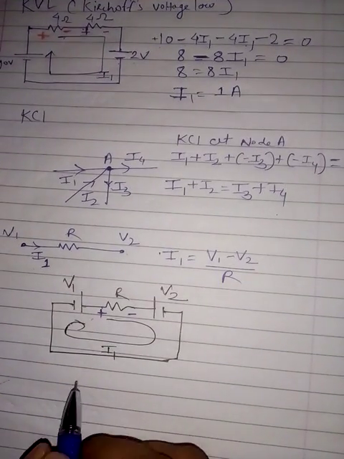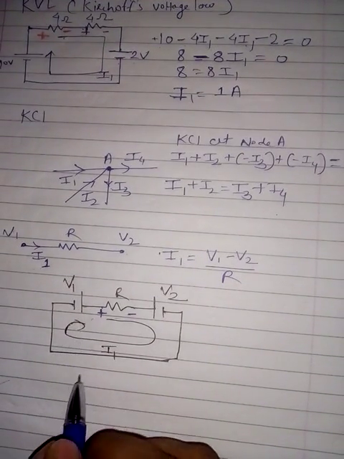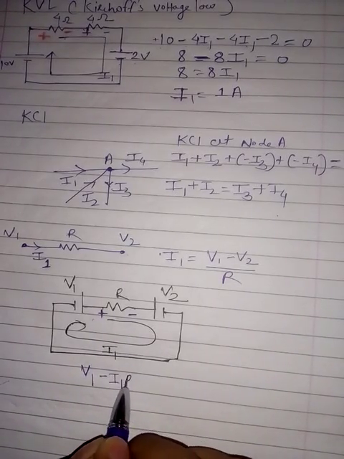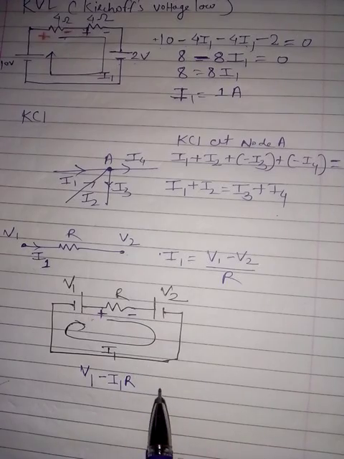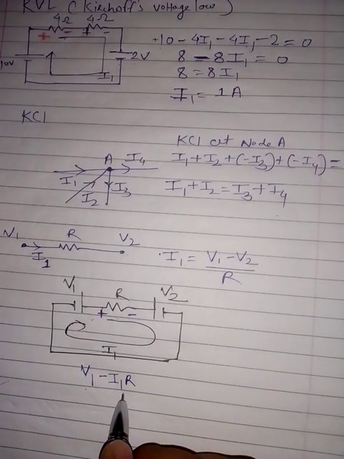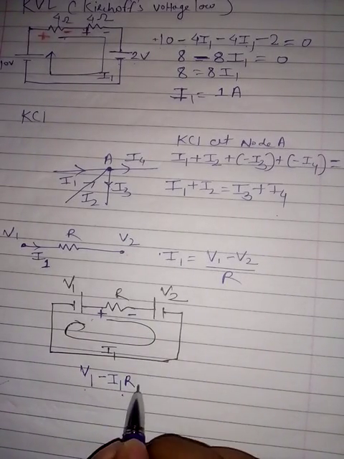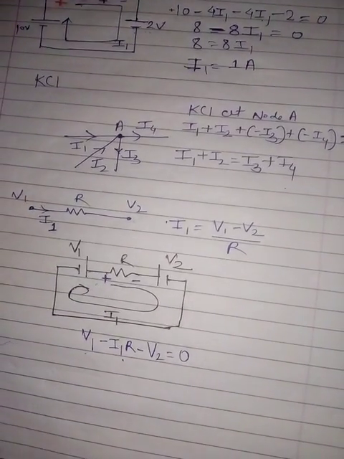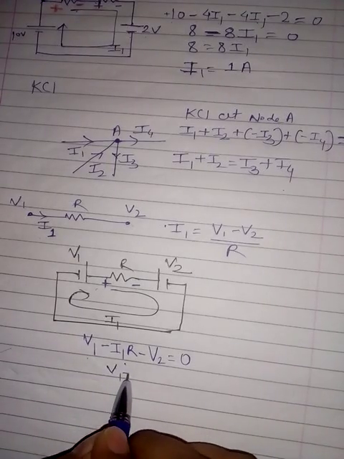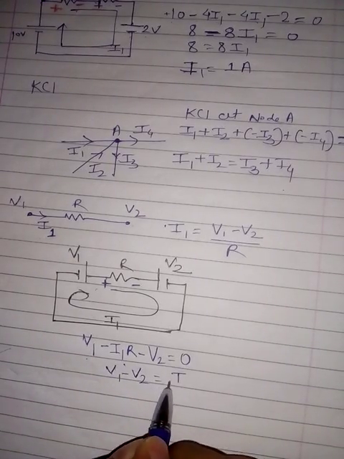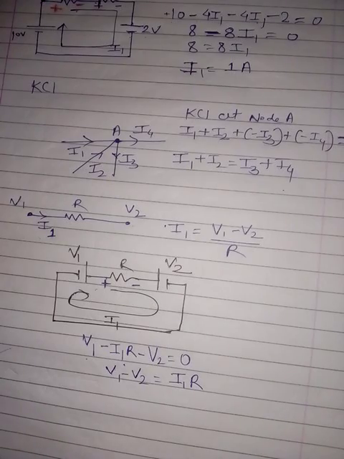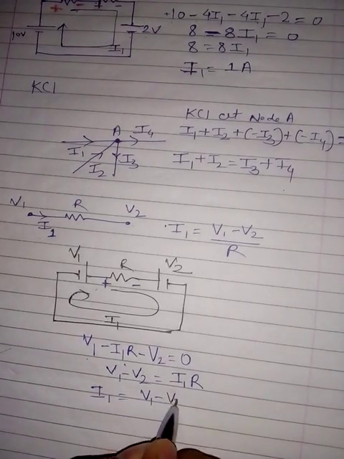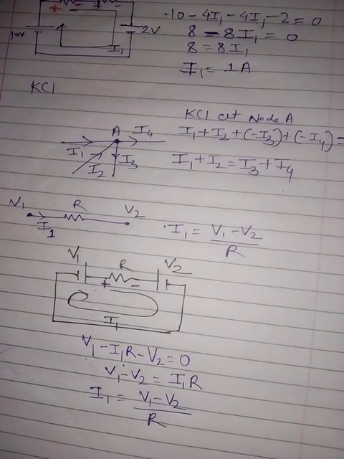Now apply KVL here. Negative to positive V1, positive to negative, minus I1 into R. Algebraic sum of the voltages is equal to 0. Voltage V1, voltage I1 into R, positive to negative, minus V2 equal to 0. So V1 minus V2 is equal to I1 into R. So what is the value of I1? I1 is equal to V1 minus V2 upon R.